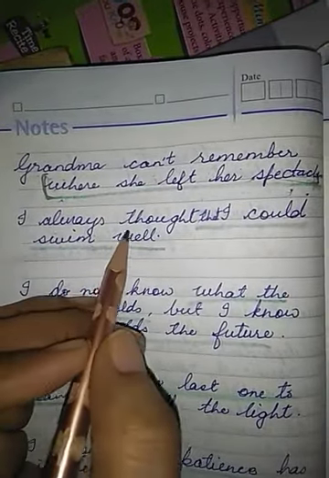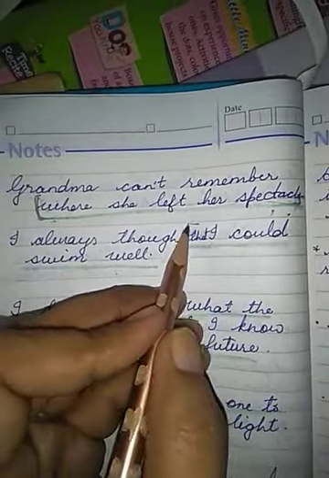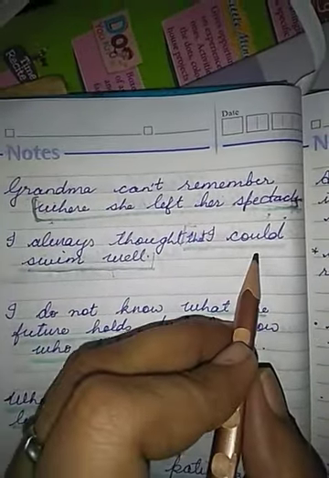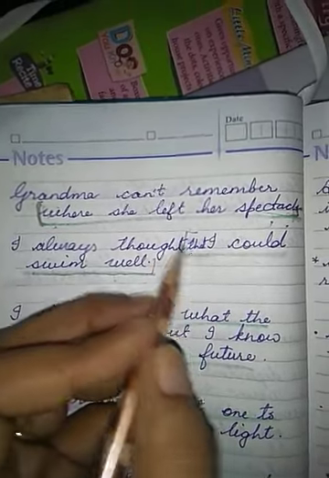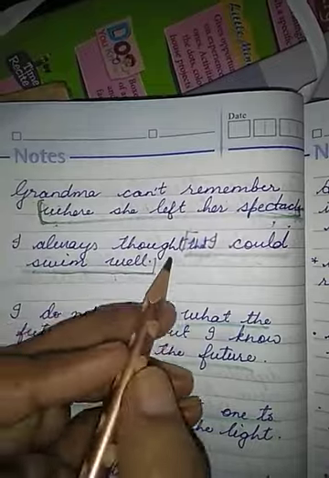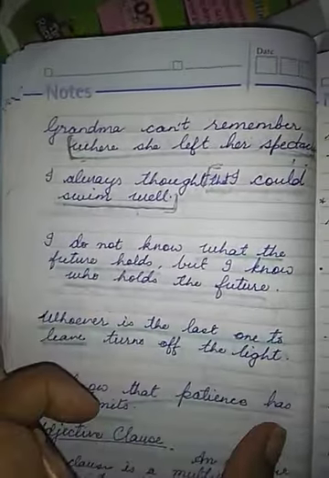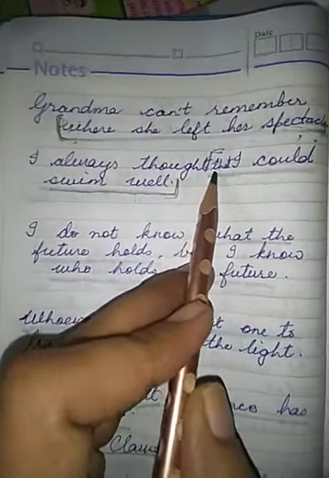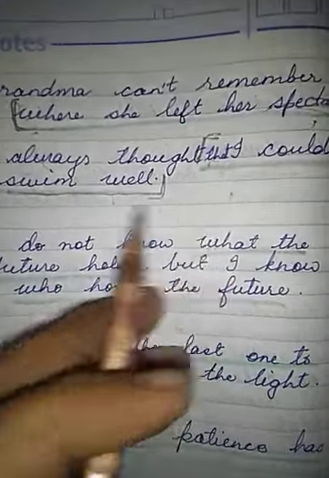I always thought that I could swim well. That I could swim well is a noun clause. I always thought that I could swim well. So this is a noun clause, because that clause is considered as a noun in this sentence.